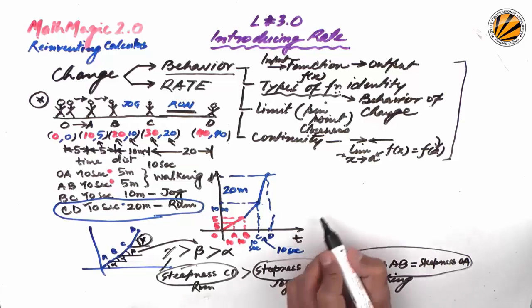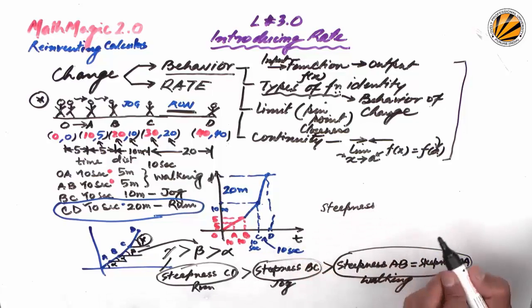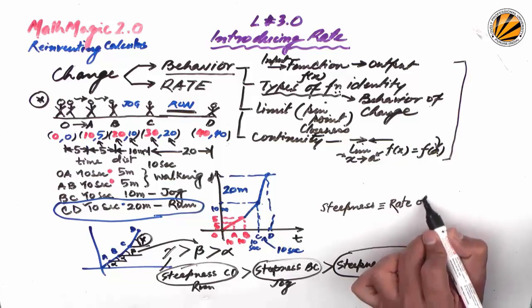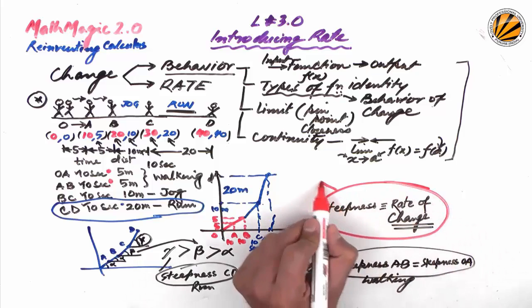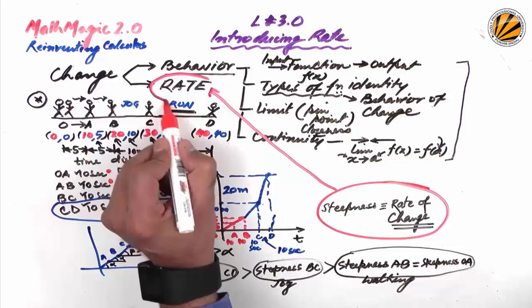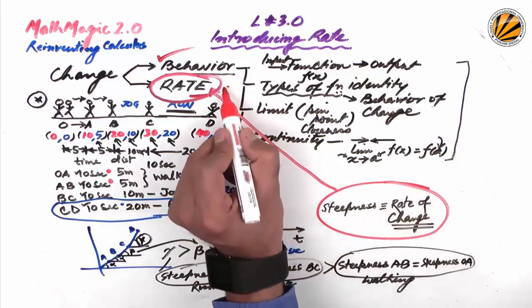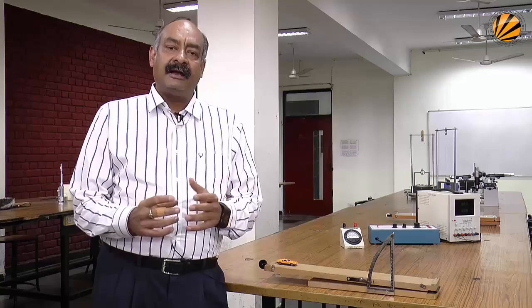Now this steepness of the line joining the points would be equated to the rate of change between these 2 points. So we know that the steepness is equivalent to the rate of change, and in coming lectures we are going to talk about the rate of change. We already know what behavior is going to look like, and now we are going to focus on the rate of change. So in the next lecture we are going to talk about how steepness and the rate of change are going to relate with each other.